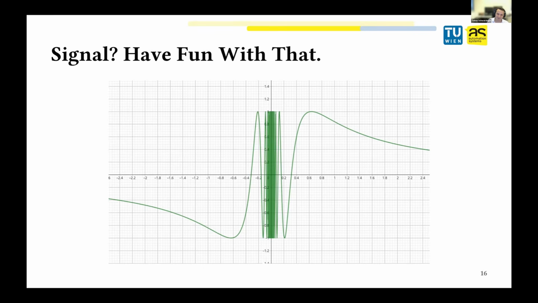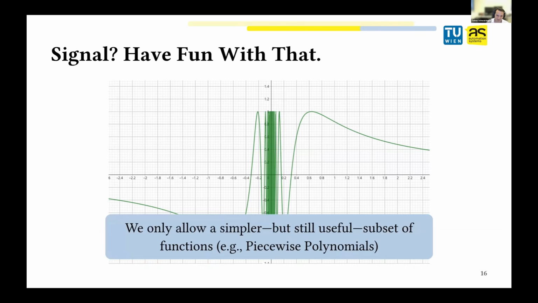Because many of these formalisms are actually based on a data model of a function from a time domain to a value domain, which we will call just signals here. And this is a valid function. I think it's the sine of 1 over x or something. And yeah, good luck with evaluating x is greater than 0 on that thing. And so what we're basically doing is we only allow for a simpler but still useful subset of functions, mostly restricting ourselves to piecewise polynomials. That's actually where PolyArrow gets its name from.